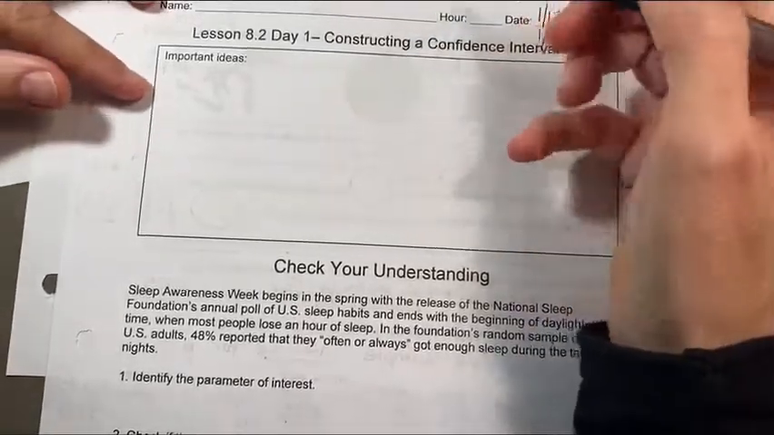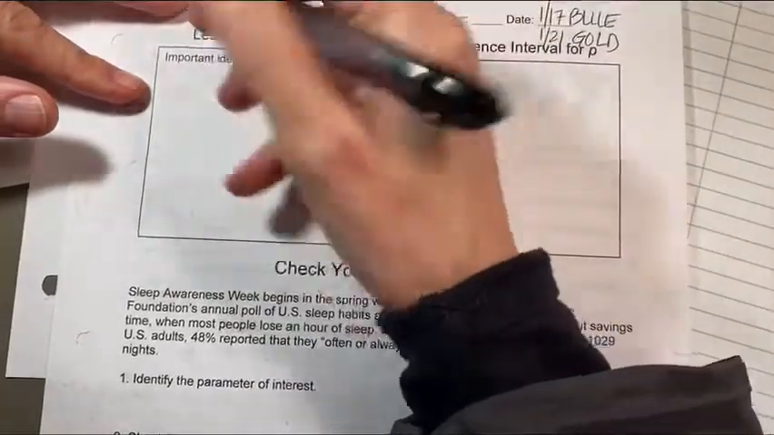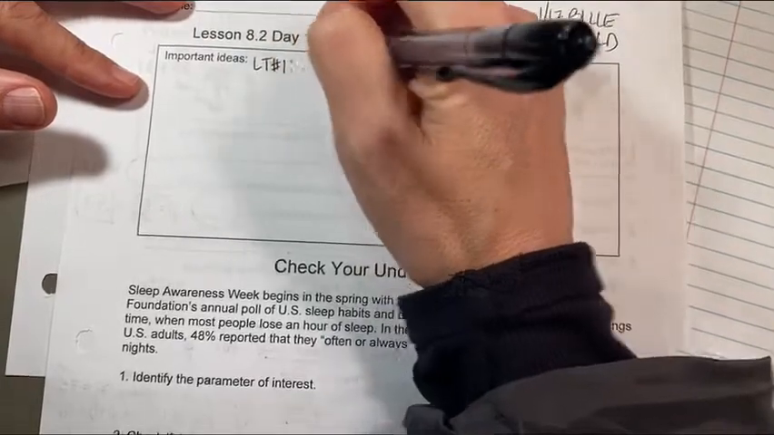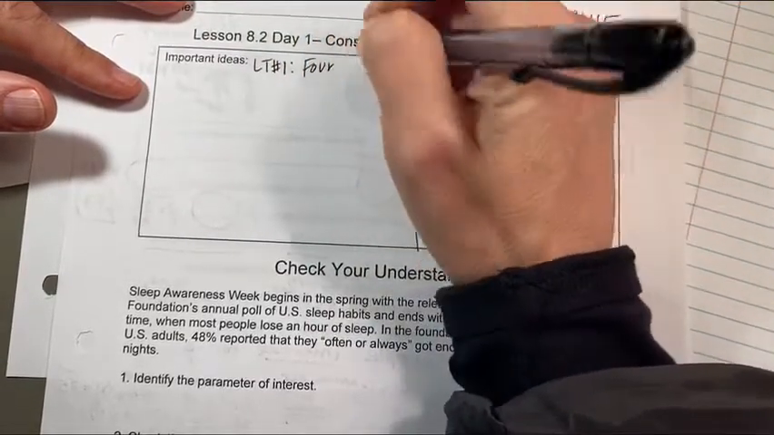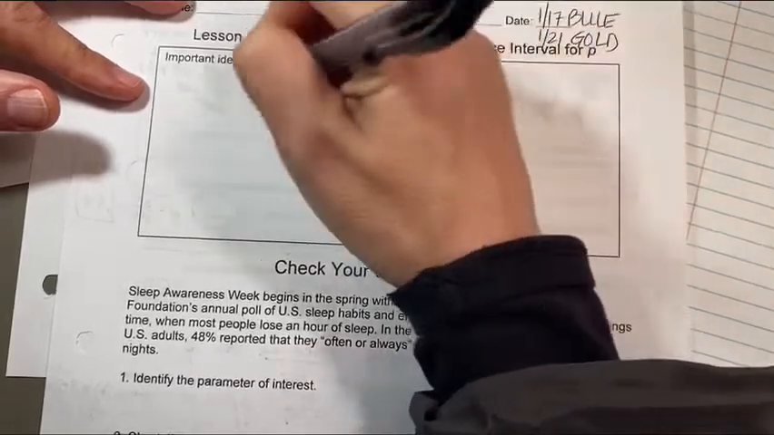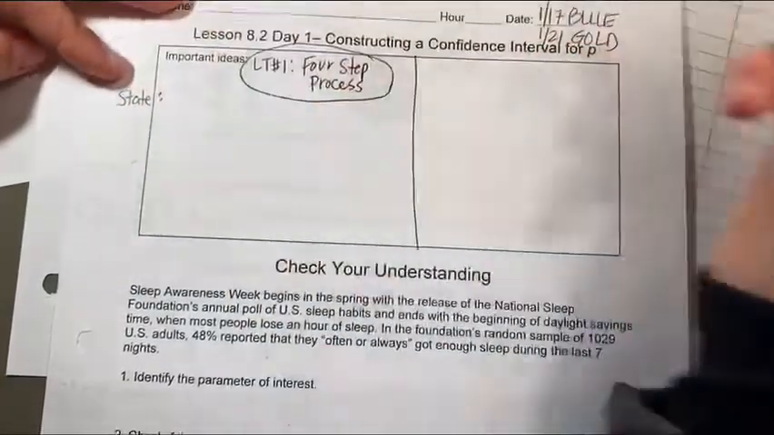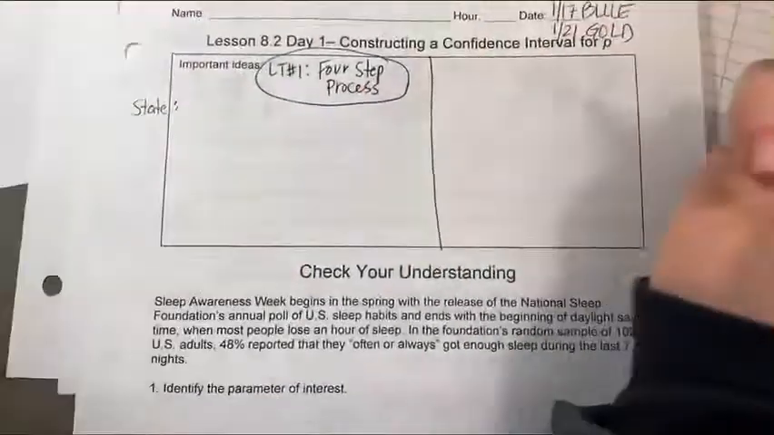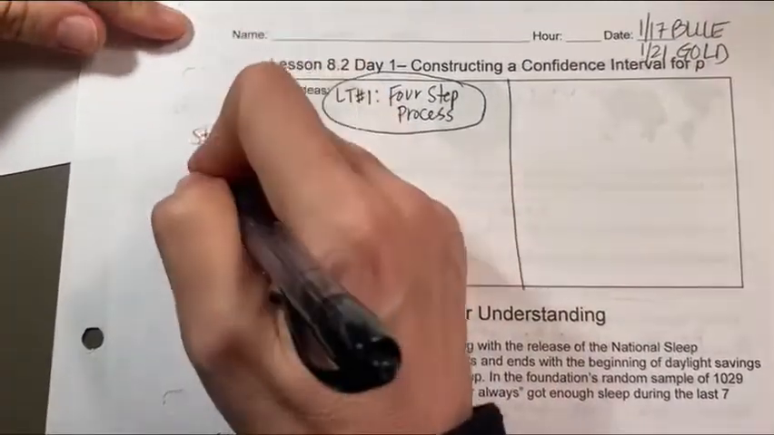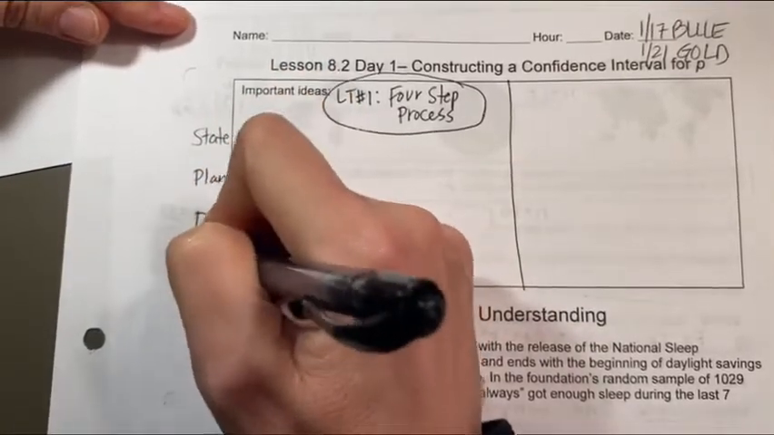I think the biggest thing you may have noticed is that I was really specific about writing out 4 steps. And this is going to be something you're going to see repeat itself for the rest of the school year. So learning target 1, today's the first time I'm going to introduce this idea of a 4-step process. Now, what do they mean? If you see in the instructions, they say, please use the 4-step process. What they're asking you to do is state, plan, do, and conclude. Sounds official, doesn't it? State, plan, do, and conclude.